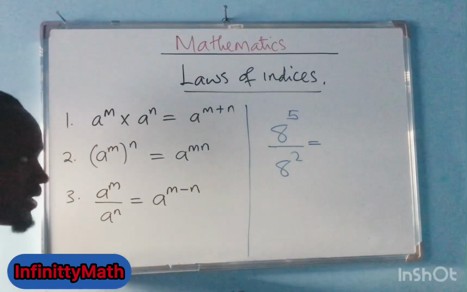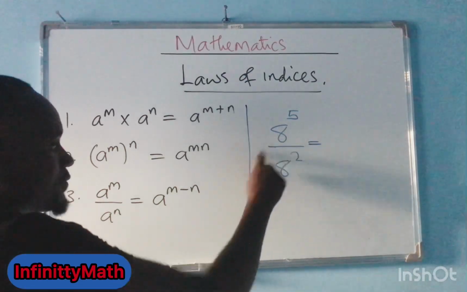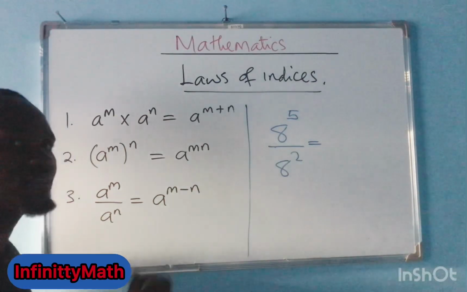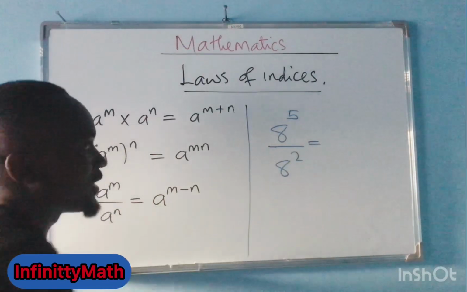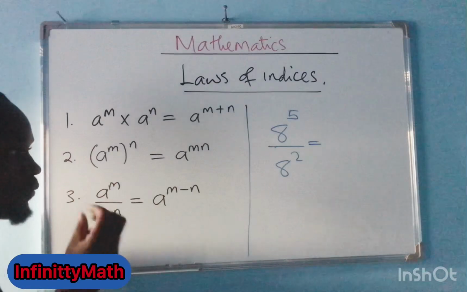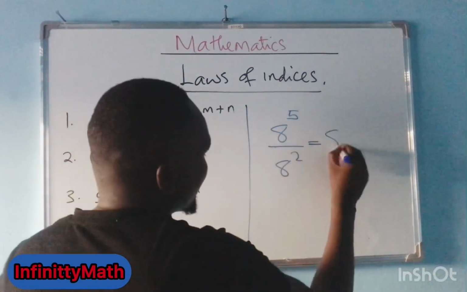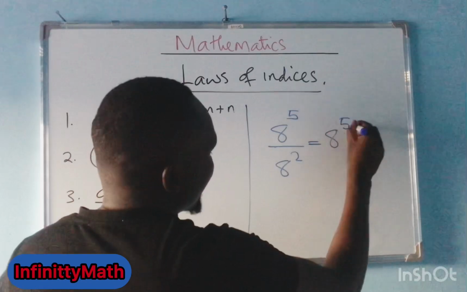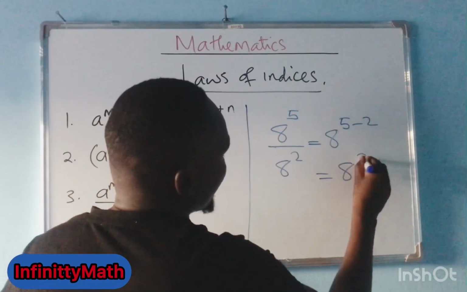The other way can be to expand this, find the answer there, expand this and find the final answer, then divide those answers, because there'll be numbers, and then you can find the answer. But instead of doing all that, what is the easiest way? Because the bases are the same, you can just write 8 to the power of 5 minus 2, and this will definitely give you 8 to the power of 3.